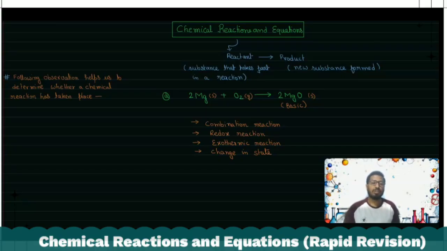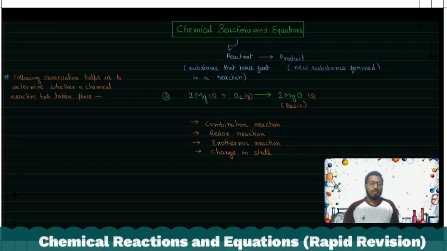Another question you will be getting, given in your NCERT: why is magnesium ribbon cleaned before burning in air? So what will be the answer? To remove the oxide layer, we need to clean it before we burn this magnesium ribbon.